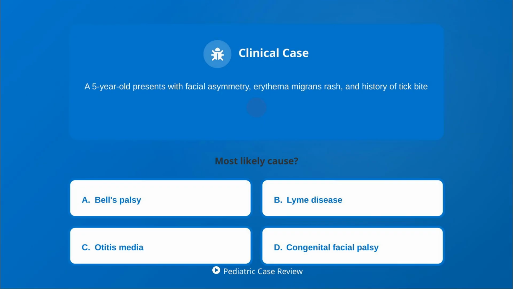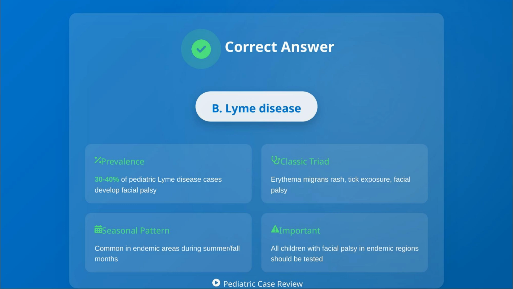Here's our next case. A 5-year-old child presents with facial asymmetry, an erythema migrans rash, and a history of a tick bite 2 weeks ago. What is the most likely cause of the facial palsy in this case? A. Bell's palsy. B. Lyme disease. C. Otitis media. D. Congenital facial palsy. The correct answer is B.